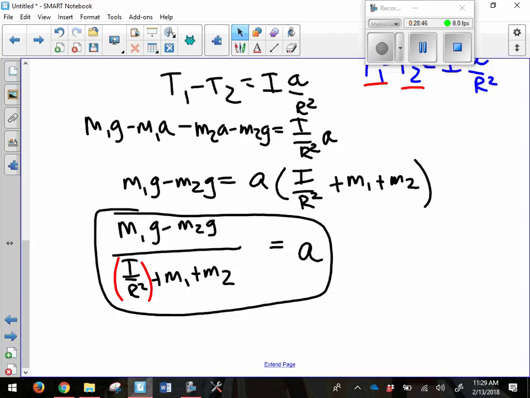And so I ask you then, what effect does the pulley, if we don't ignore the pulley, if we consider the contribution of the pulley, what should happen to the acceleration that you measure, as opposed to ignoring the pulley?